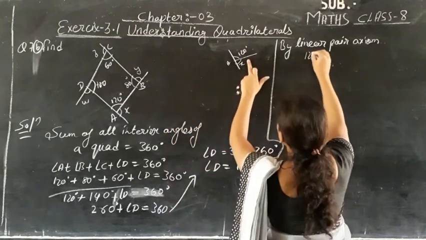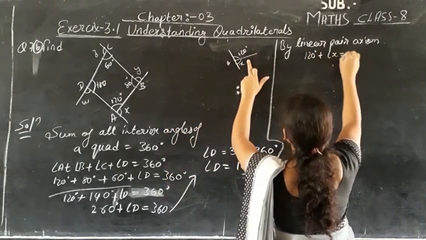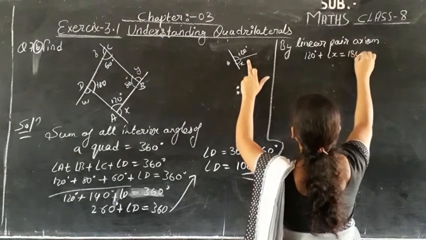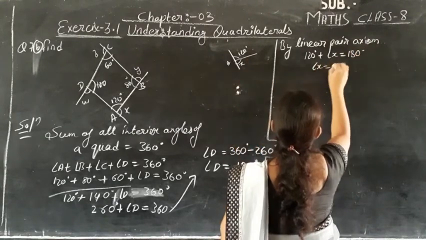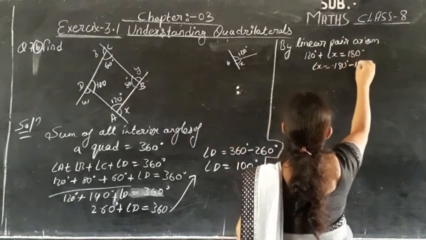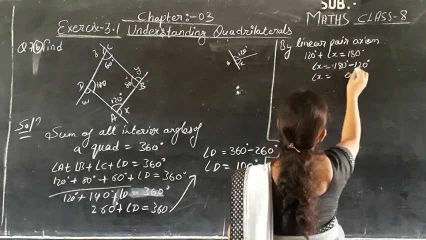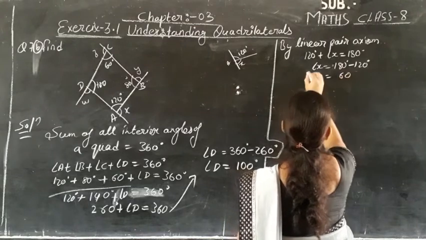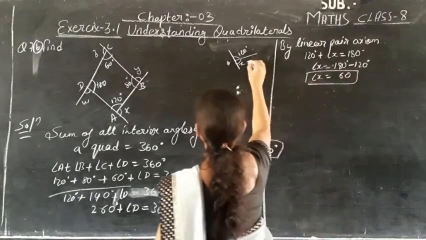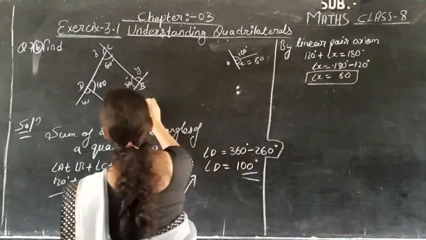So 120 degrees plus angle x is equal to how much? 180 degrees. So angle x is equal to 180 degrees minus 120 degrees. So angle x is equal to 60 degrees. 60 degrees is the value for x. Have you understood up to here?